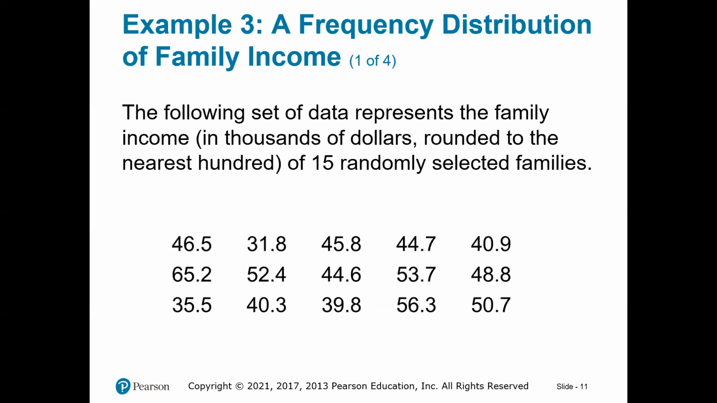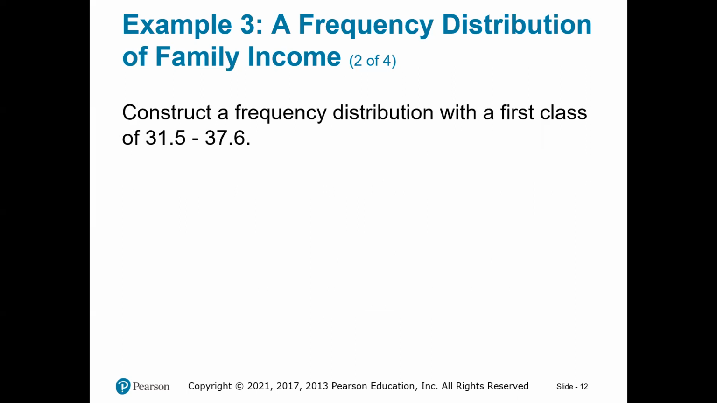Here's another example. Suppose that the following set of data represents family income. These are in thousands of dollars, rounded to the nearest hundred. Those are 15 randomly selected families. Well, randomly, again, someone may question this. Well, how randomly? But anyway, that's not the concern of today's discussion. So we have 46.5 thousand, 31.8 thousand, and so forth. Those are the 15 incomes of those 15 families.